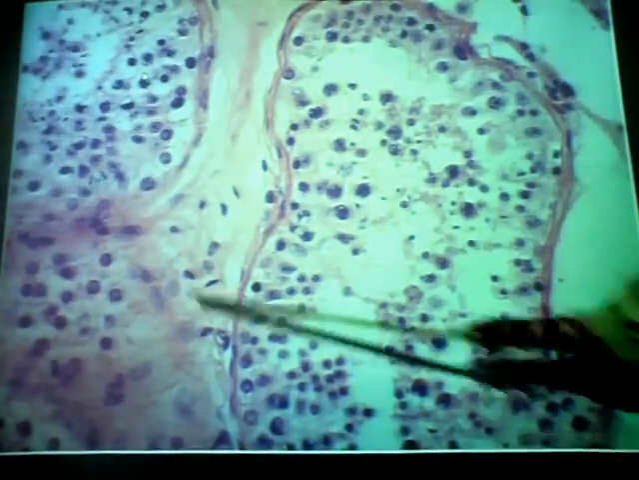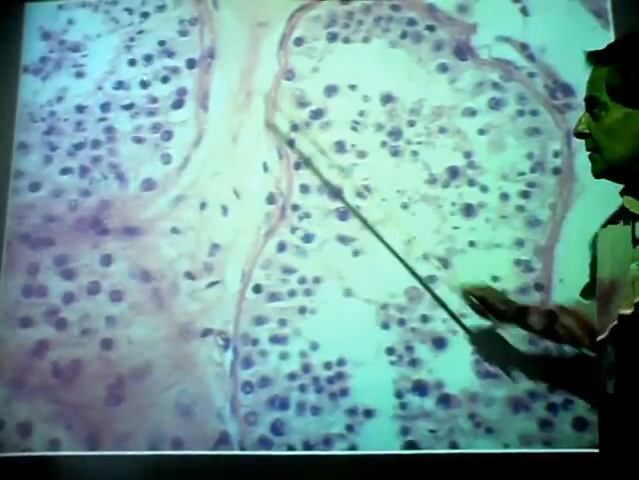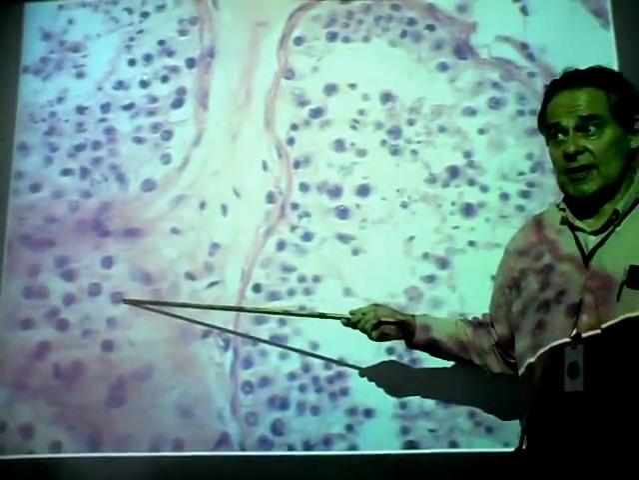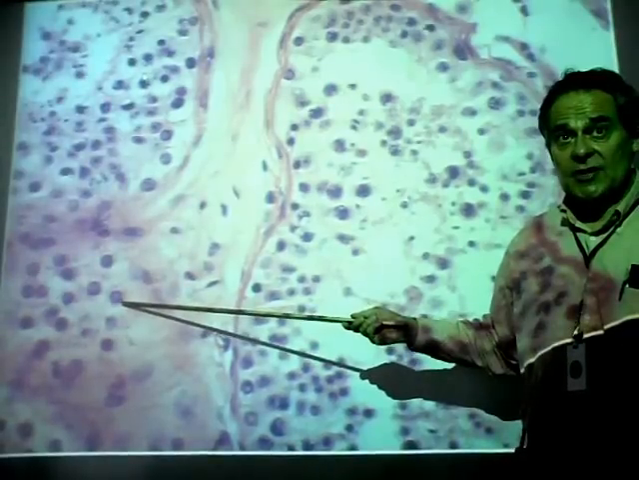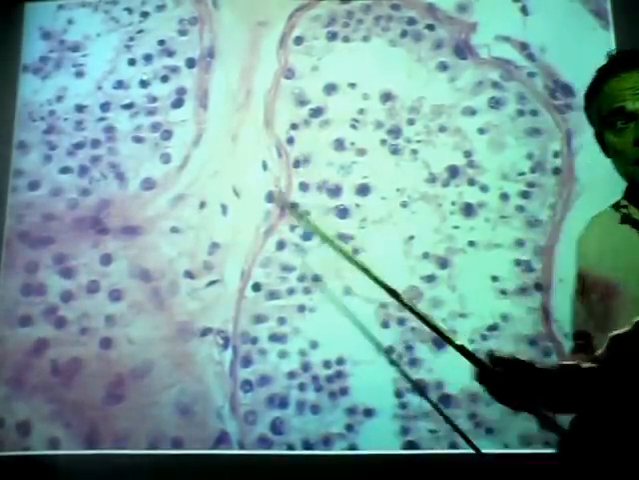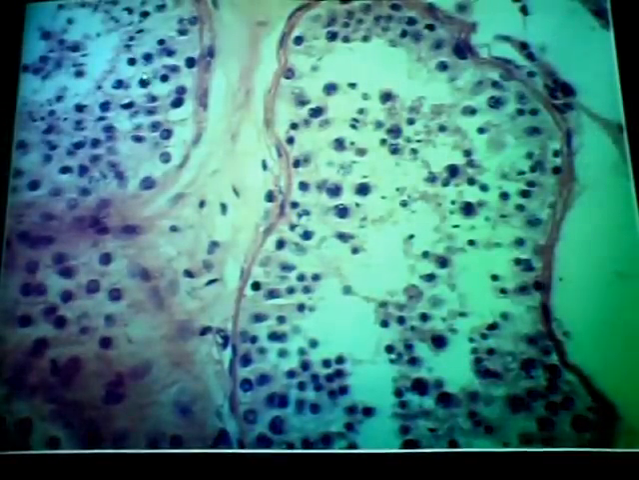Out here again, tissue in between would be interstitial cells, or Leydig cells, that produce the male sex hormones. Got one more slide here, the testes. And this one shows something we didn't see in the others.